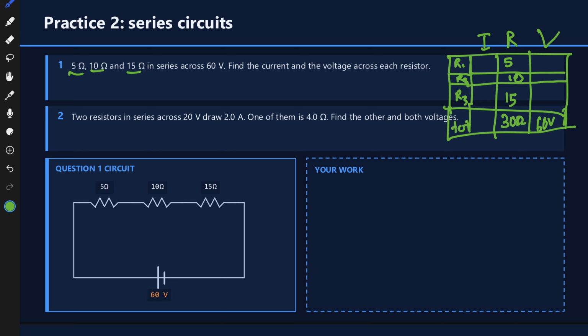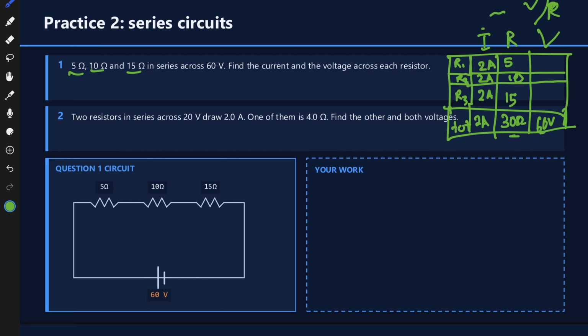And then we know that I is just V over R, right? So we can just use this V, 60 volts, divided by 30 ohms, 2 amps here. And since we got this, we know that since it's a series circuit, all the currents are the same. So 2 amps, 2 amps, 2 amps.